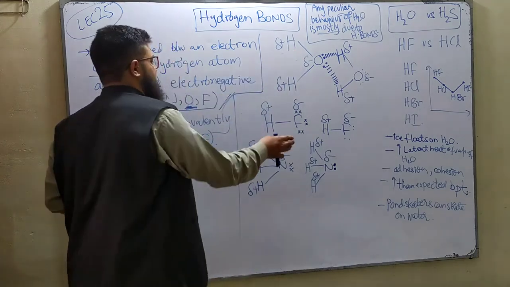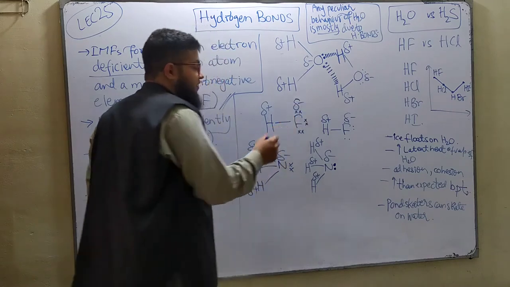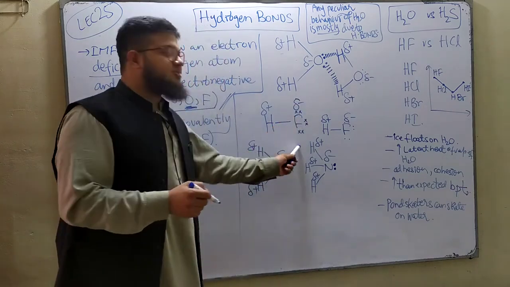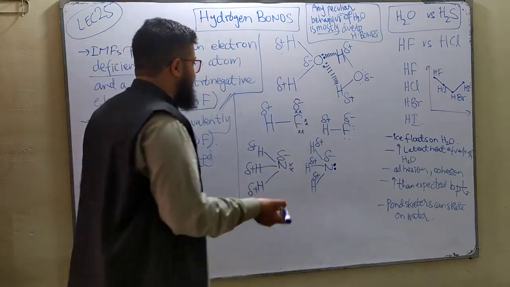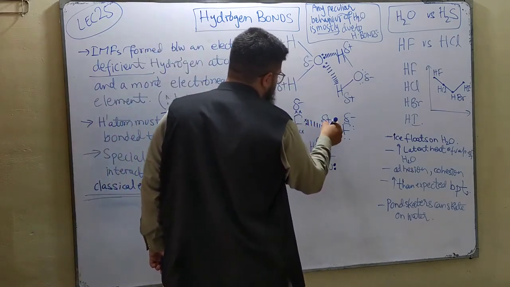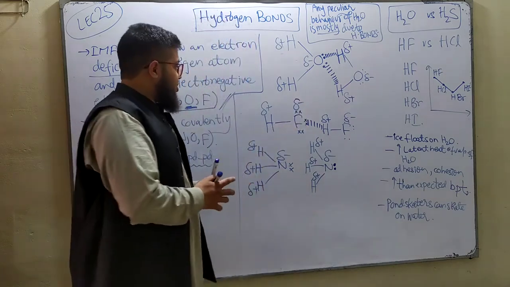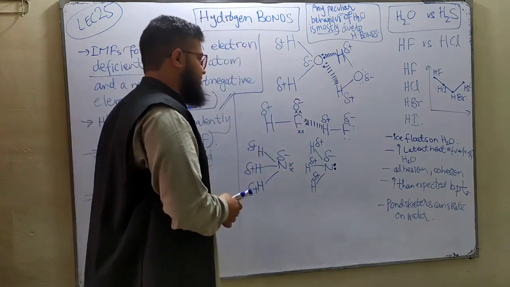Now coming to HF. In HF, the fluorine is the most electronegative element of the periodic table, and the hydrogen is bonded directly to the fluorine, right? Now you can get a hydrogen bond between the partial positive hydrogen and the partial negative fluorine. And that's the hydrogen bond that you have made.